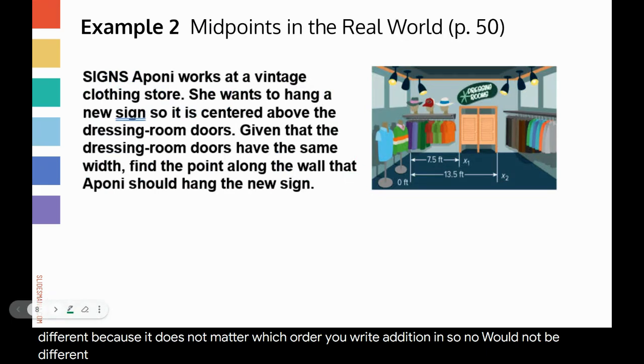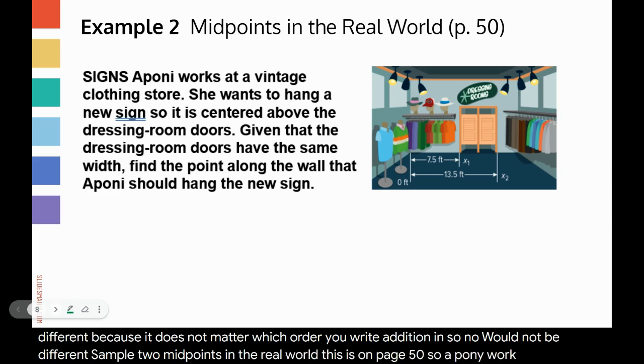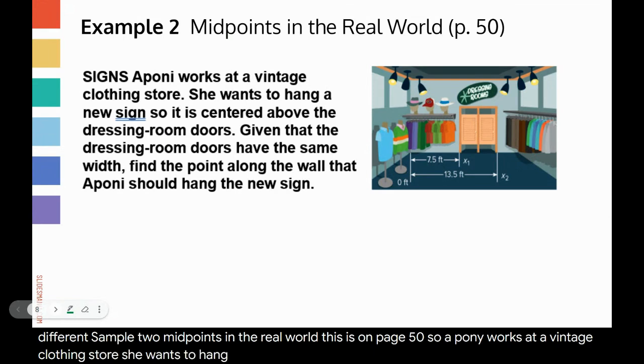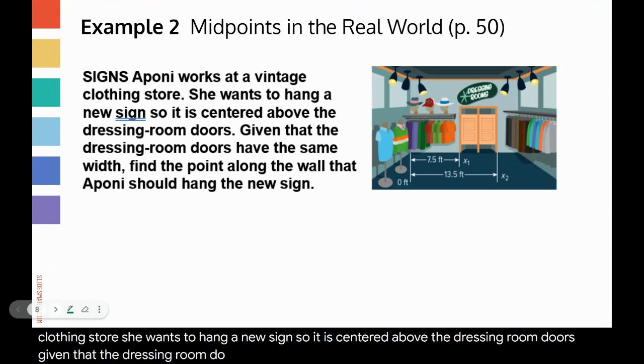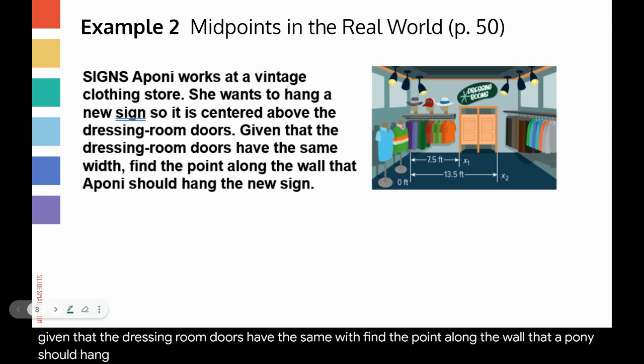Okay, this is example 2, midpoints in the real world. This is on page 50. So Apani works at a vintage clothing store. She wants to hang a new sign so it is centered above the dressing room doors. Given that the dressing room doors have the same width, find the point along the wall that Apani should hang the new sign.